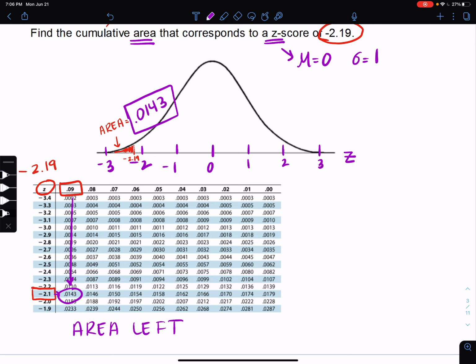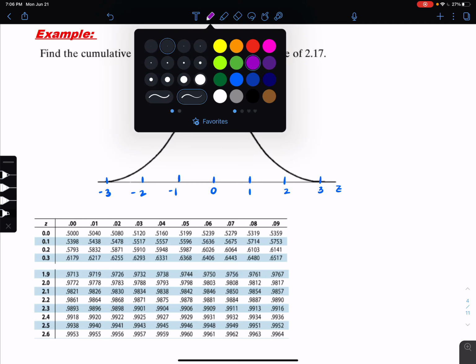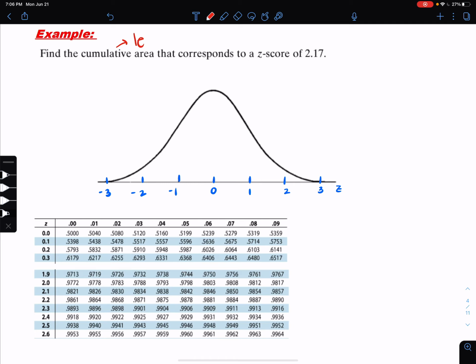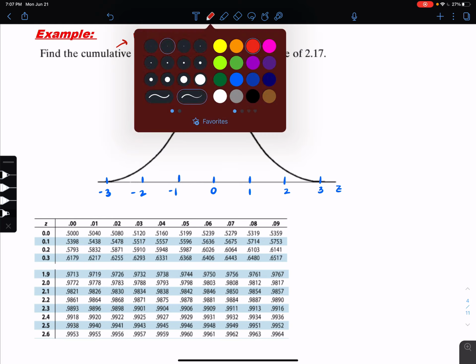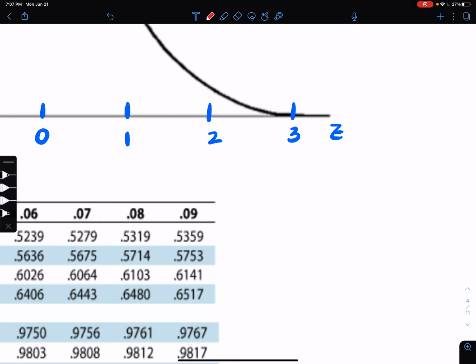All right, so let's try this again just to make sure we understand how to look up these z-scores. The next one here, again, it's a cumulative area, so we're still talking about an area to the left. We're still dealing in terms of z, so you'll notice how I sketched out my scale, centered at 0, standard deviation of 1. This time, I'm asked to look at a z-score of 2.17. So now we're positive. We're up here on the upper end of the curve. Again, I'm just approximating, 2.17 would be somewhere up here just past 2.